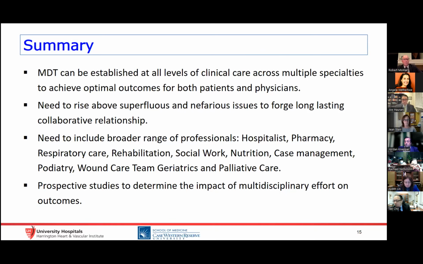We need to rise above superfluous and nefarious issues to forge long-lasting collaborative relationships. We also need to include a broader range of professionals, hospitalists, pharmacy, physiatrists, respiratory care, as listed here, to achieve better outcomes, and prospective studies to determine the impact of this approach on outcomes will also be needed.